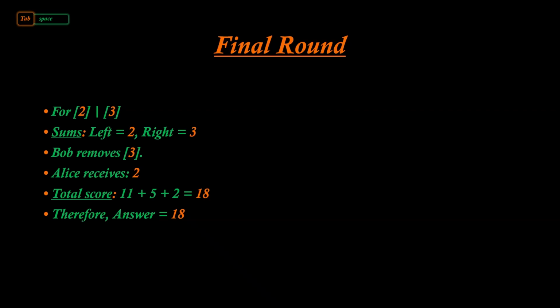We now have only two stones, 2 and 3. There is only one possible split. The left sum is 2, the right sum is 3. Bob removes the larger side, which is the side containing 3. Alice earns 2 more points. Her final score becomes 11 plus 5 plus 2, which equals 18. Therefore, the maximum score for the first example is 18. Our DP systematically examines all possible splits and finds this optimal sequence.